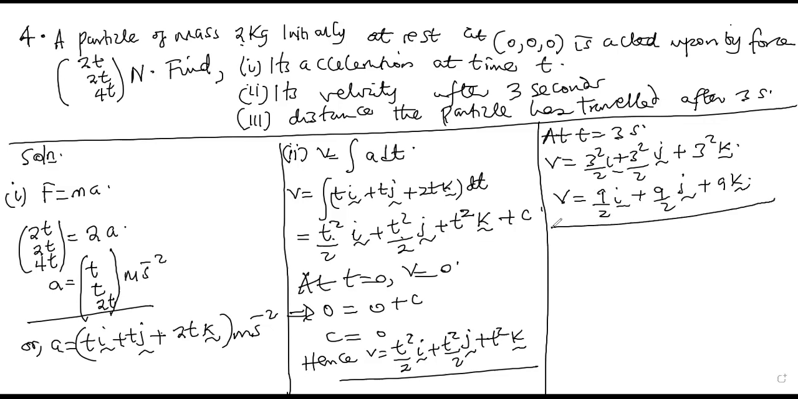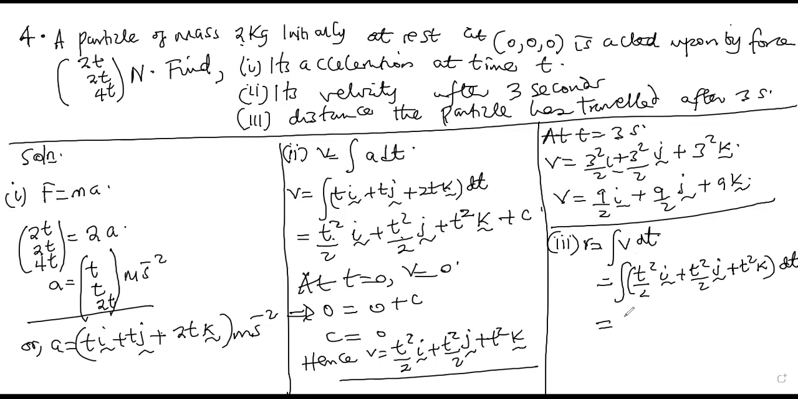Then distance, the particle traveled after 3 seconds. To get distance, that is part 3. Of course, to get r, we have to integrate velocity dt. And we already have the velocity, which is in terms of time: t squared over 2 i plus t squared over 2 j plus t squared k, dt.